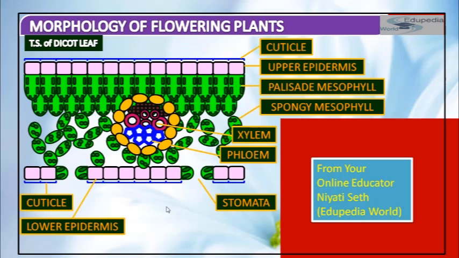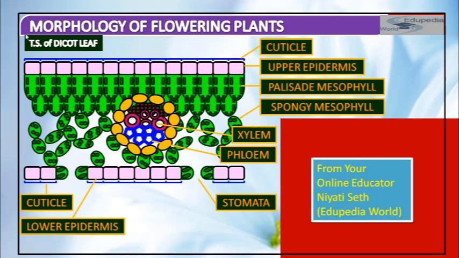But the thing is that multicellular hairs, which are called trichomes, are present on both the layers, that is on the upper epidermis, which is also known as adaxial epidermis, and the trichomes are also present in the lower epidermis, which is also known as abaxial epidermis. So this is what it is.